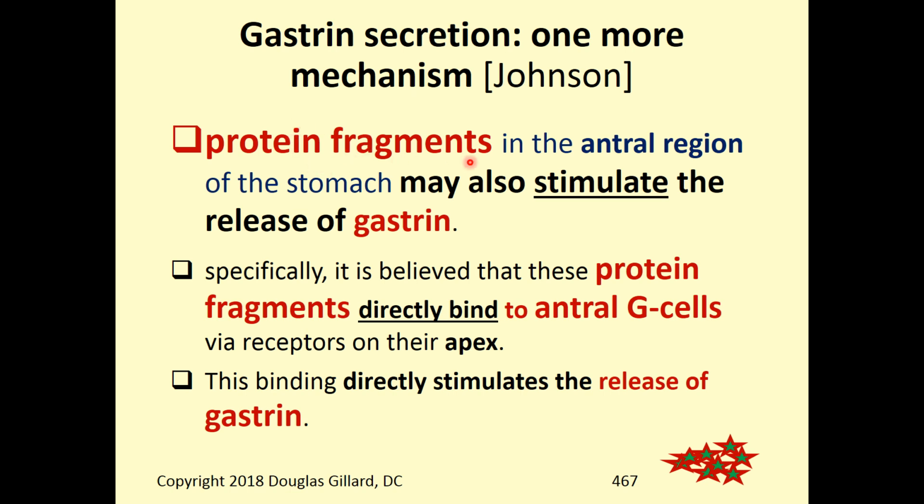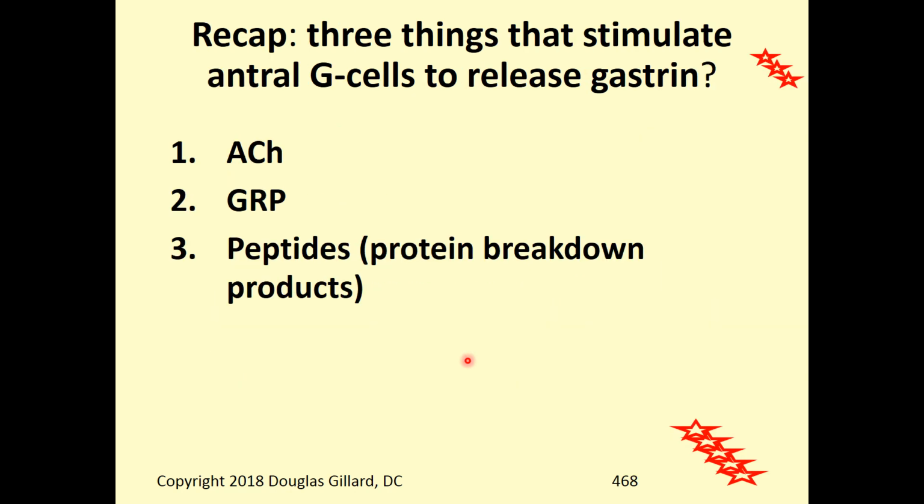So protein fragments, as I said, in the antral region of the stomach may also stimulate gastrin. It's believed these protein fragments directly bind to receptors on G cells, or antral G cells. No sense calling it antral, that gives it away. And their apex, remember the apex is the top of the cell that can communicate with the lumen, could directly cause the release of gastrin as well.